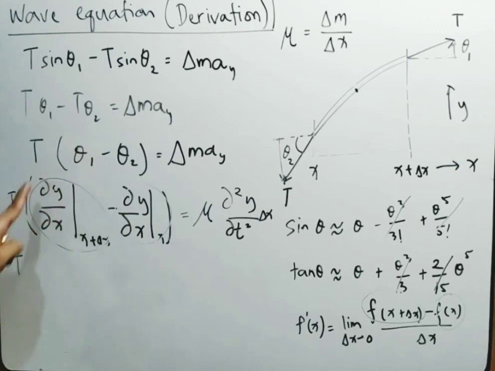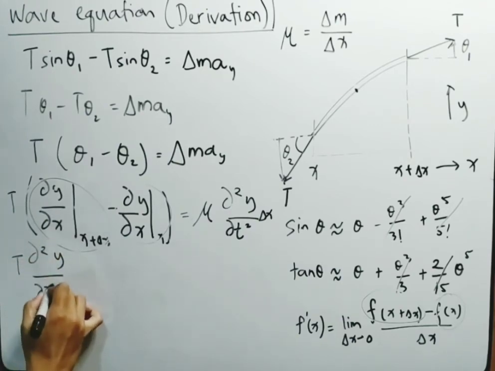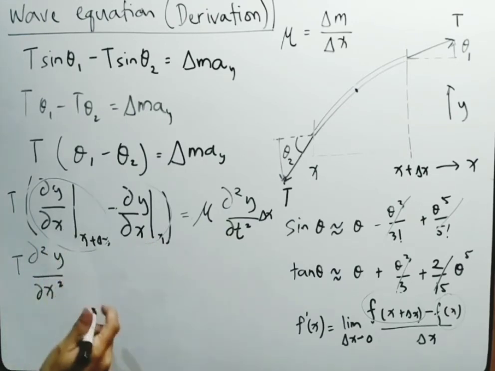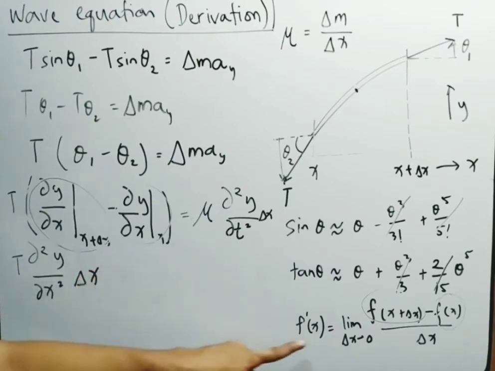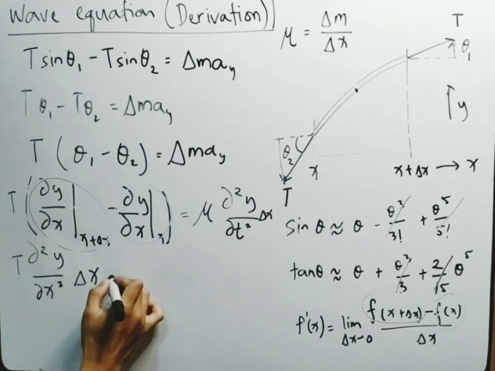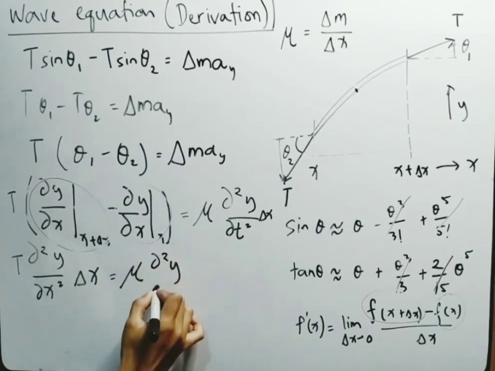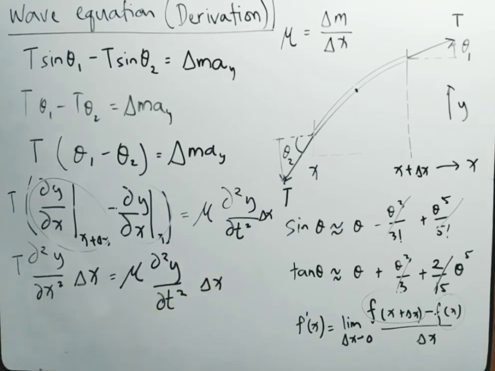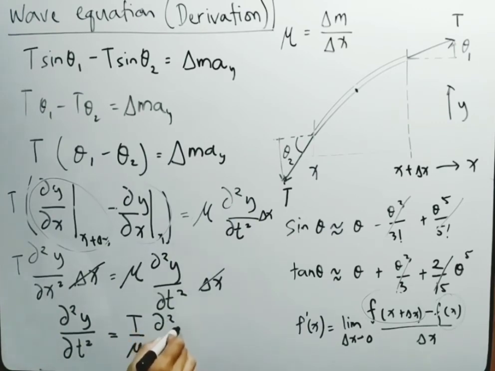What would be the derivative of this one? That would be the second derivative, d2y dx squared, times delta x, because we already have here a derivative, so definitely the answer here will be the second derivative. That is now equal to mu d2y over dt squared delta x. Now we can cancel this delta x, and so you will see here that d2y over dt squared is equal to T over mu times d2y dx squared.